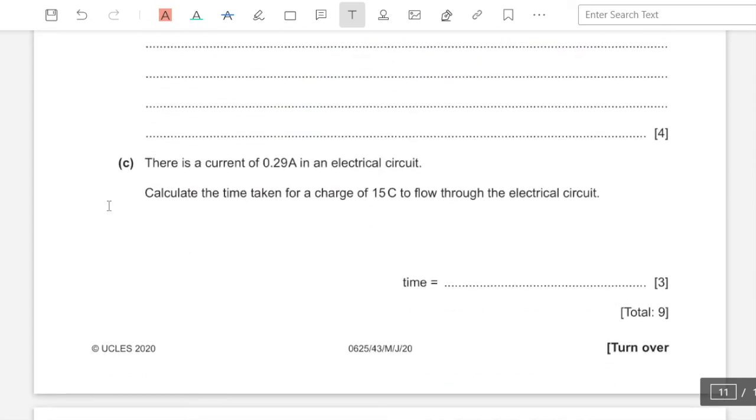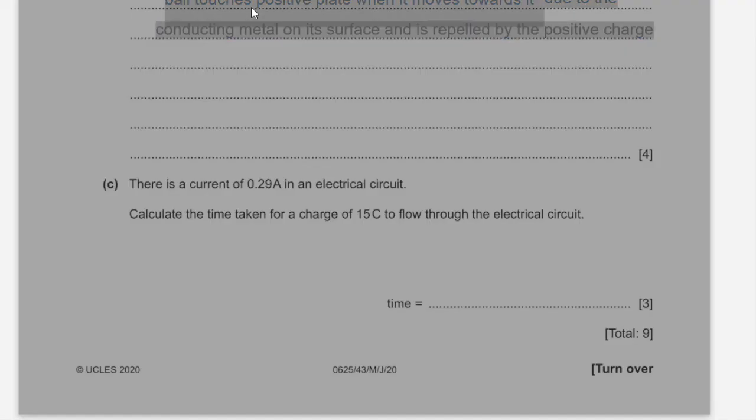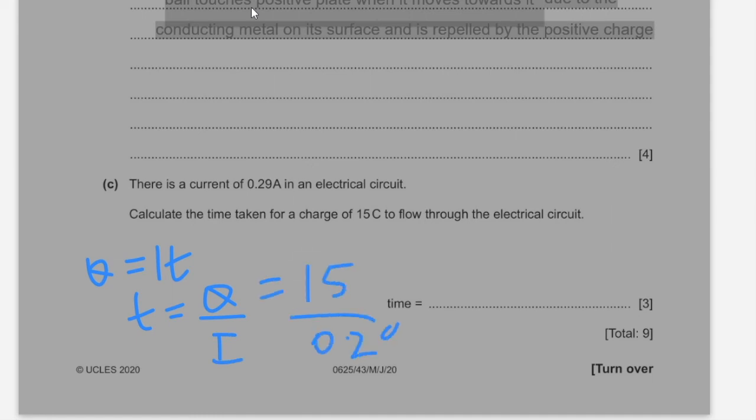There is a current of 0.29 amperes in an electrical circuit. Calculate the time taken for a charge of 15 coulombs to flow through the electrical circuit. So charge is equal to current times time, which means time is equal to charge divided by current, and that is 15 coulombs divided by 0.29 amperes, and so the time is equal to 52 seconds, which is a rounded figure.